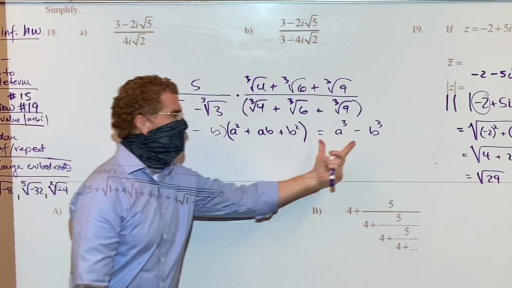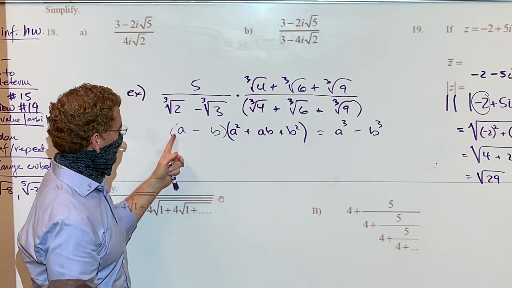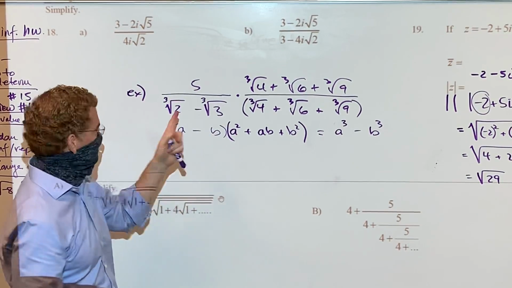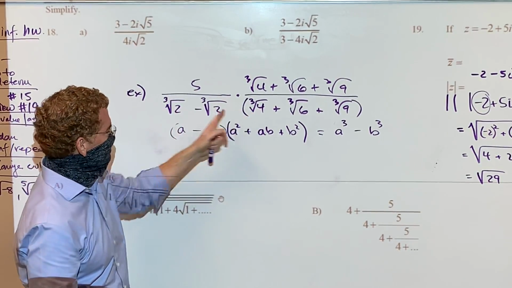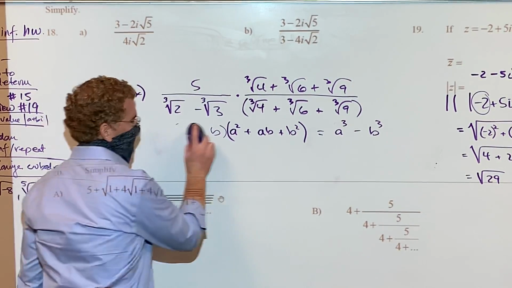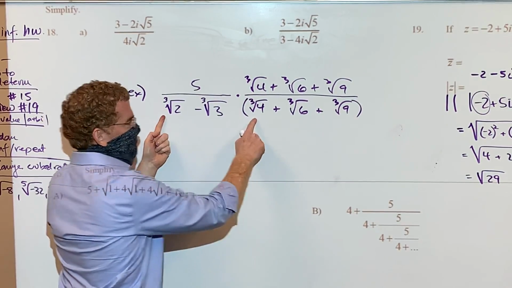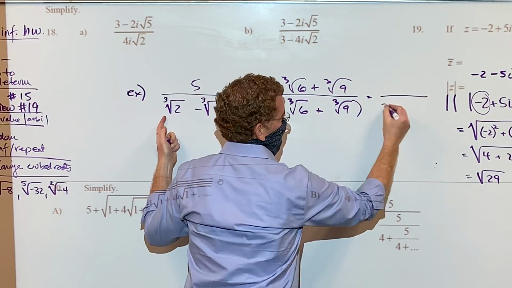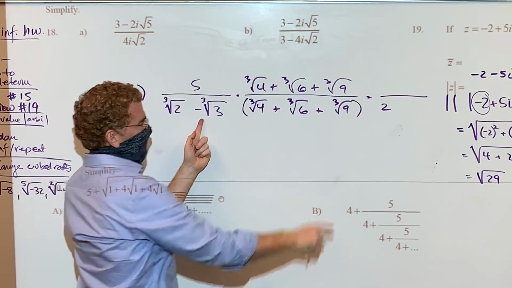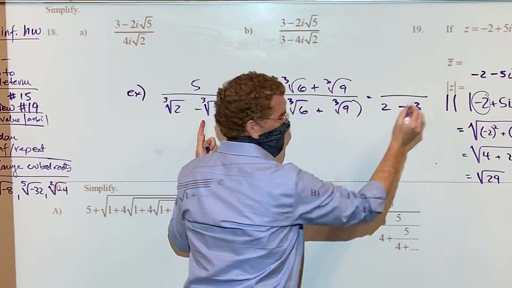What are the only 2 things that are left? The a cubed and the b cubed being subtracted. So I'm just going to go, hey, first times first, last times last, all the other stuff in the middle goes away. So when I do that, I get that times that is cube root of 8, 2. And then negative that times positive that is cube root of 27, which is minus 3.